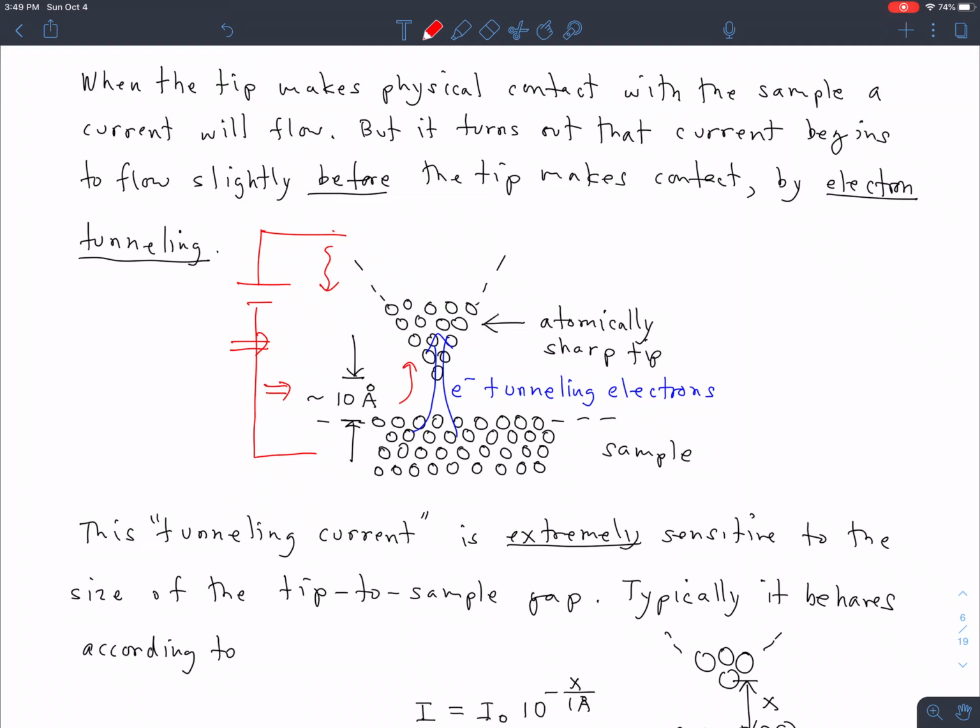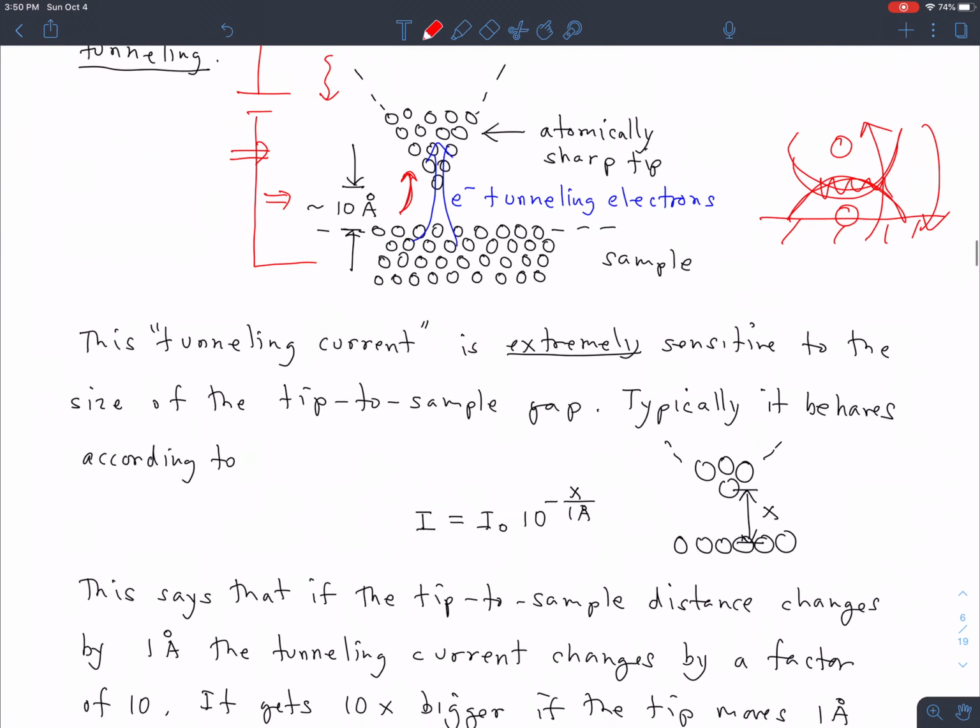tip and the sample. Basically, the atoms in the tip have a certain orbital, quantum orbital, and the atoms in the sample also have a certain quantum orbital or quantum wave function. And when those wave functions start to overlap a little bit, the probability of an electron hopping from the sample to the tip, or vice versa, they can go either way, starts to get high, and then you start getting a current of electrons flowing between the sample and the tip.